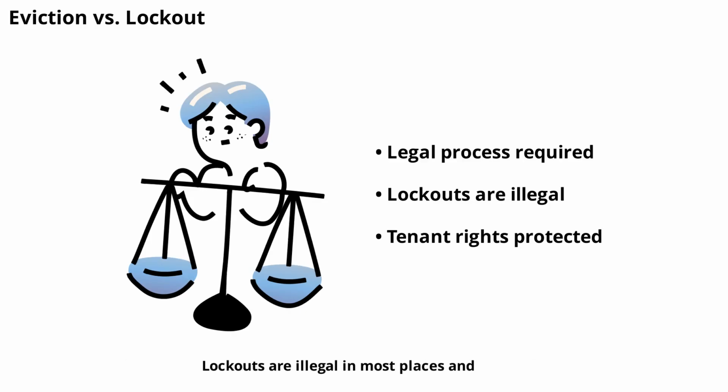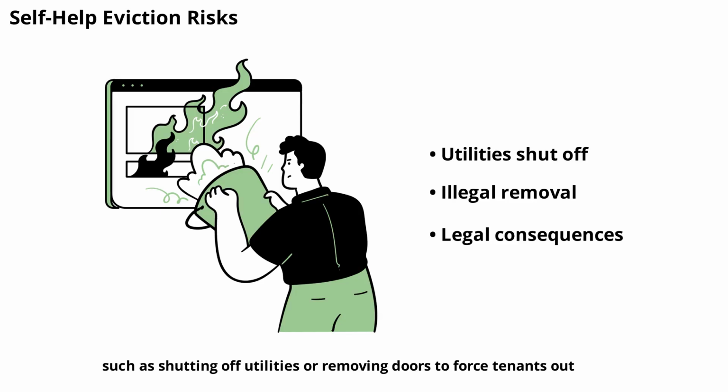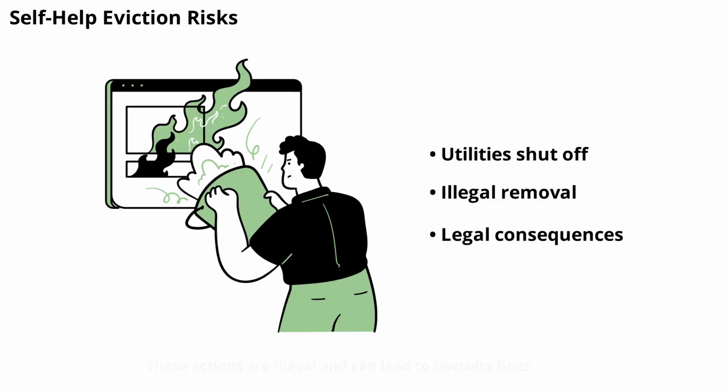Lockouts are illegal in most places and can result in penalties for the landlord. Tenants have the right to due process and cannot be forced out without proper legal procedures. Some landlords may attempt self-help evictions, such as shutting off utilities or removing doors to force tenants out. These actions are illegal and can lead to lawsuits, fines, and even criminal charges. Tenants who experience self-help eviction can seek legal remedies and may be entitled to damages. It's crucial for landlords to follow the proper legal process to avoid serious consequences.